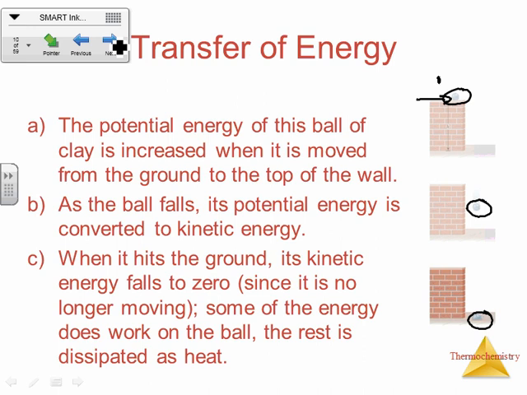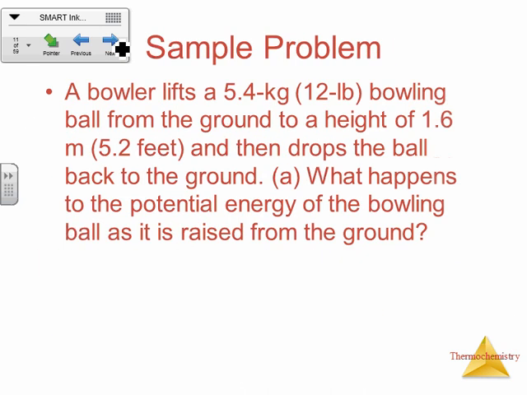And so that's the transfer of energy here. It starts out as potential energy up here, and then it starts to get transferred into kinetic energy, and then when it hits the bottom, we do some work on the ball, and we have some heat released. So that's how that transfer works. Alright, so here's a sample problem. A bowler lifts a 5.4 kilogram or 12-pound bowling ball from the ground to a height of 1.6 meters, and then drops the ball back to the ground. So what happens to the potential energy of the bowling ball as it is raised from the ground? Obviously it increases.